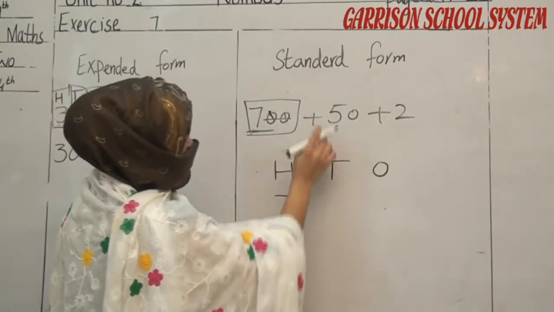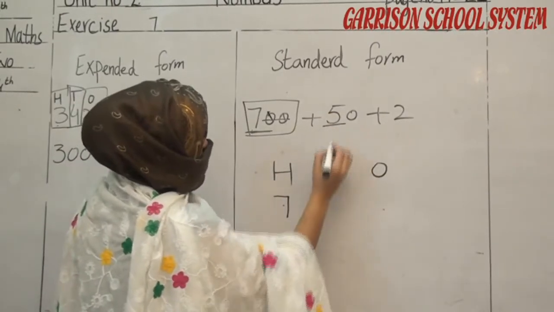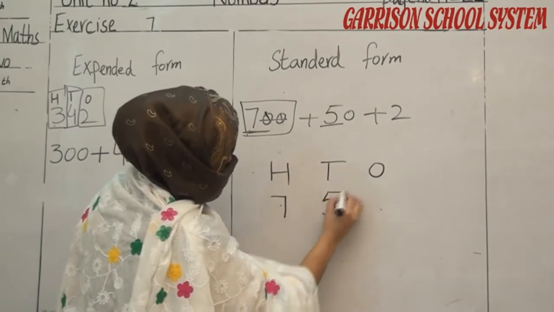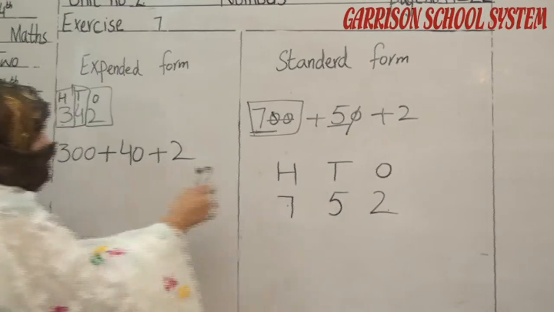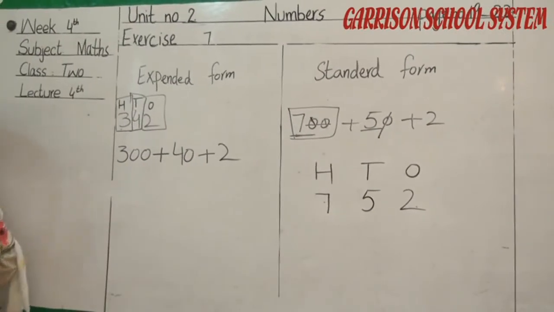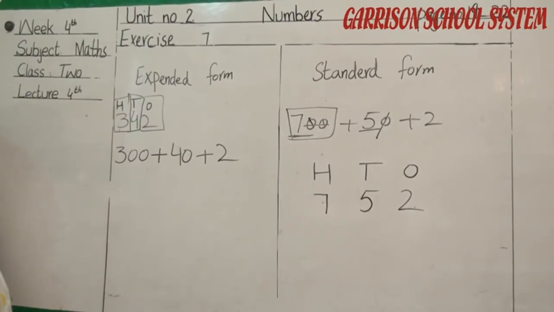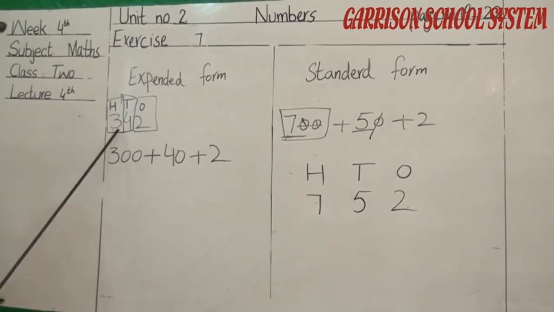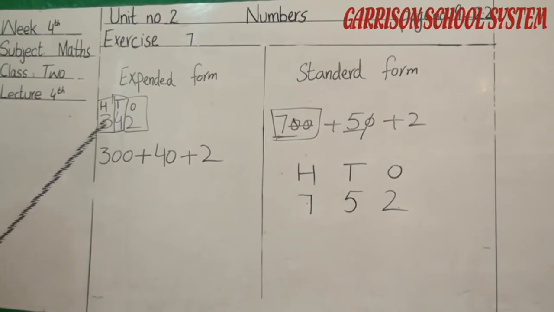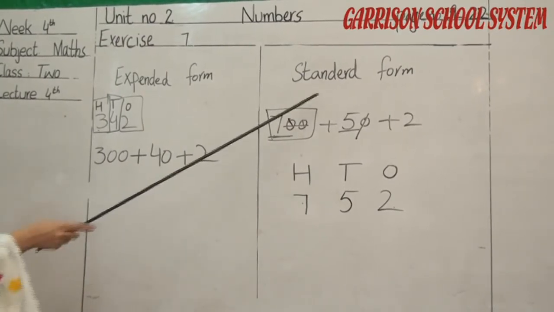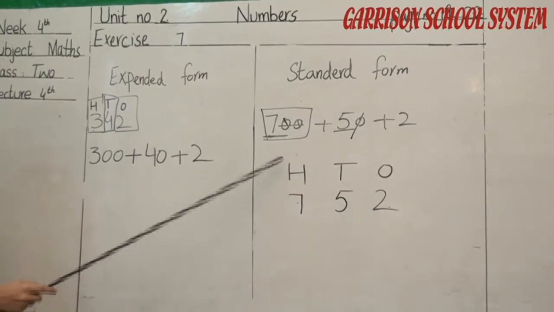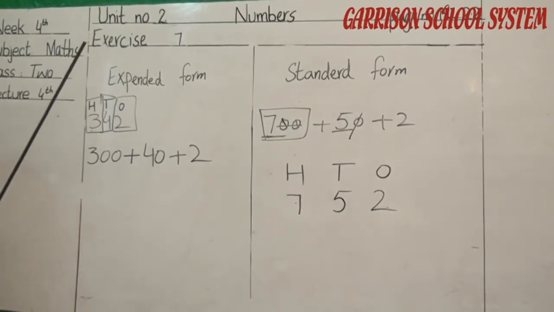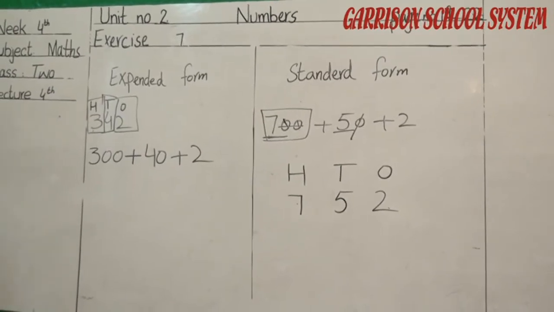Next, which number is in tens place? 5. We have to write here 5. Don't write 0. Next number is 2. So students, this is our standard form. Both are opposite to each other. In expanded form, we write the number with their place values, and in standard form, we write the numbers combined. Okay, students? Now, you may solve by yourself.